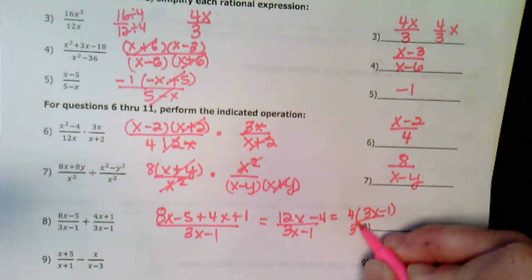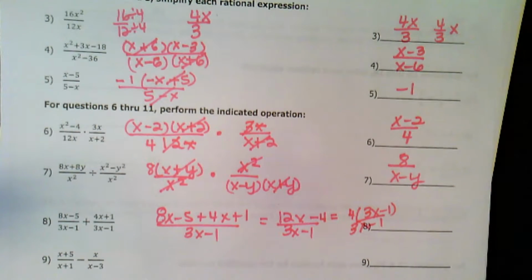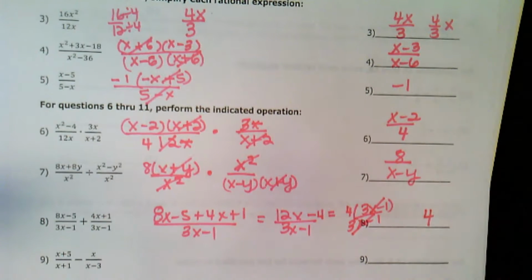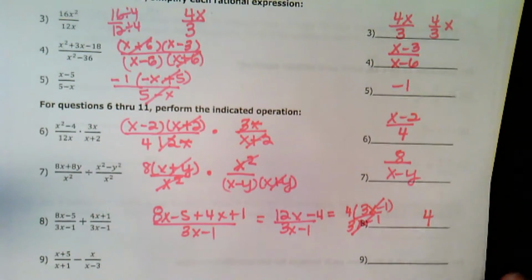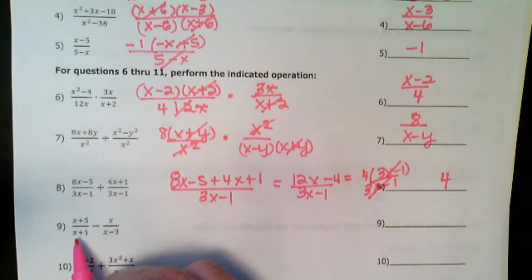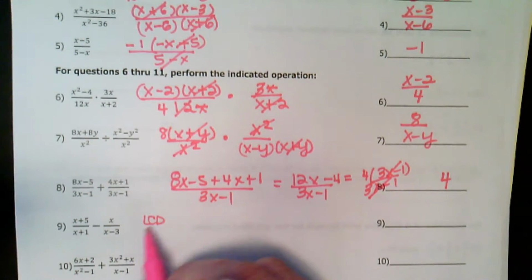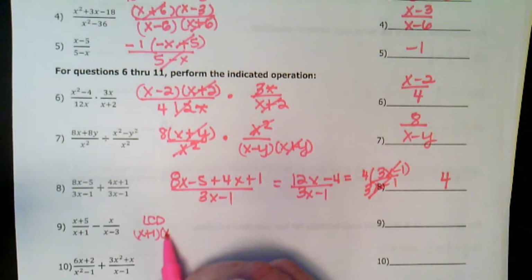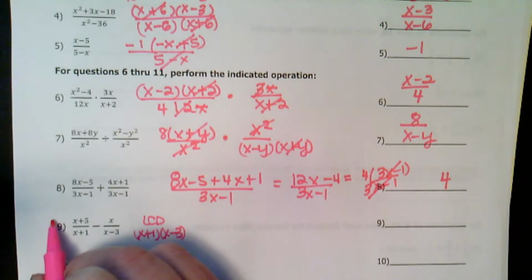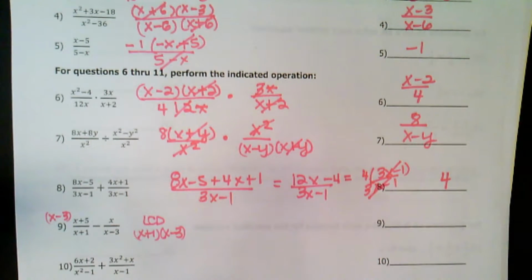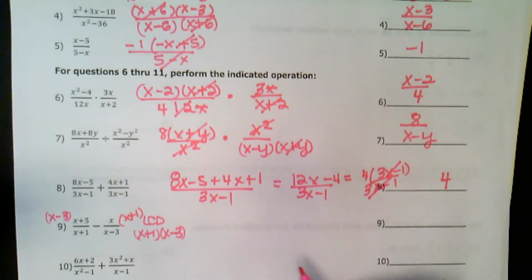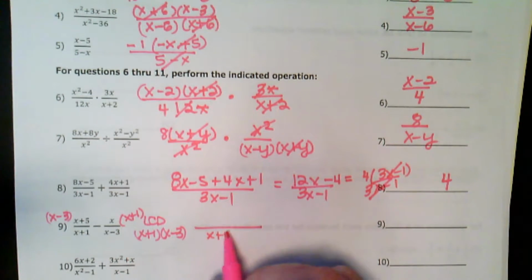If you factor and it doesn't help, then you didn't really need to factor. But in this case, when I did that, it came up with the same thing and we're just left with a 4. So number 9, we need the same bottoms. So our LCD would be x plus 1 and x minus 3. This term is missing the x minus 3, so I want to multiply this by x minus 3, and I want to multiply this one by x plus 1. So our whole bottom will be this.